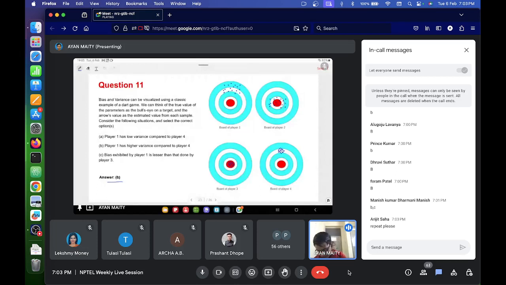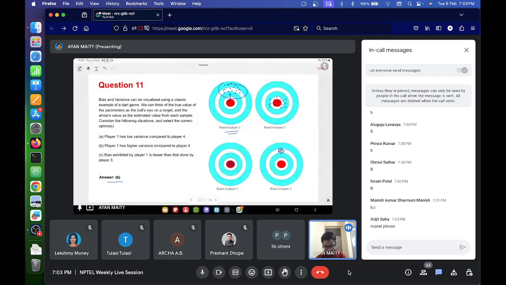So for player 1 we can see that the estimated values are very much off from the target, so bias is high, and variance is also high because all the points are scattered throughout this big region.